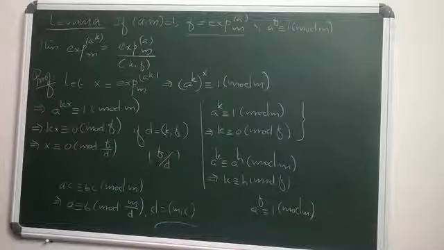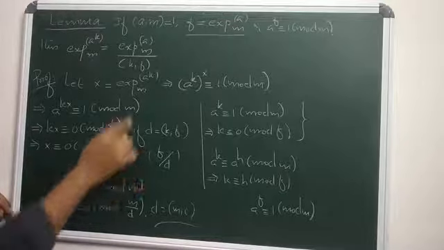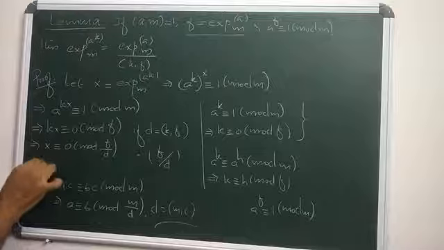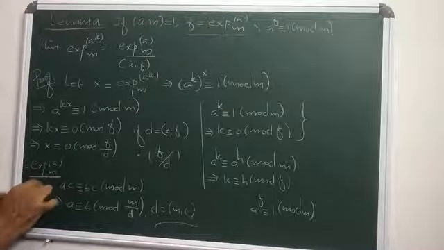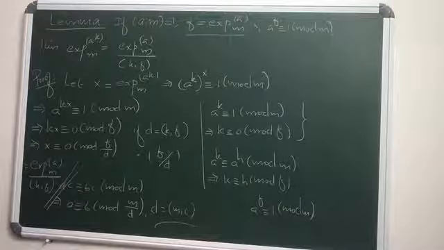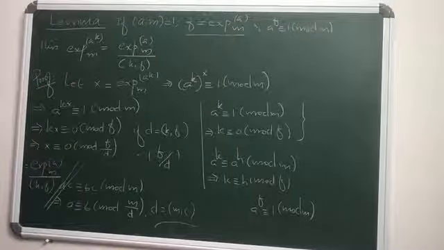But what is f? F is the exponent of a mod m. So the exponent of a to the power k mod m equals f by d, that is, the exponent of a mod m divided by d, where d is the GCD of k and f. So finally the exponent of a to the power k mod m is nothing but the exponent of a mod m divided by GCD of k and f, where f is the exponent of a mod m. Clear? So this is clear.